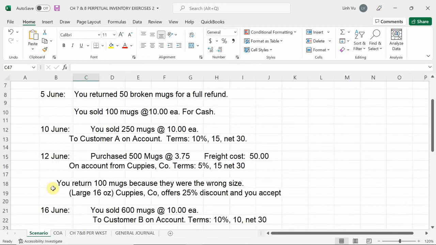So then June 12th rolls around and we end up purchasing 500 mugs at $3.75 with a freight of $50 on an account from Cuppies Co. once again, and they gave us another terms of 5% 15 net 30. Okay. So here we purchased 500 additional mugs at $3.75 each with a freight of $50.